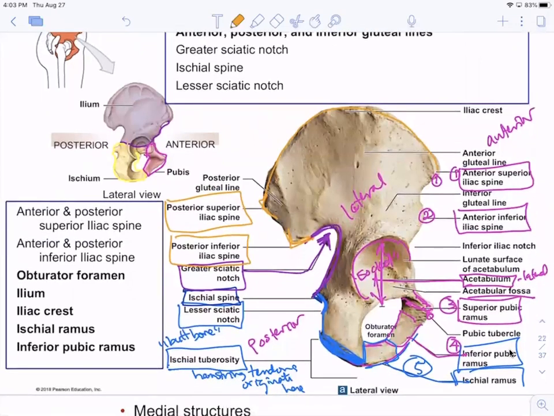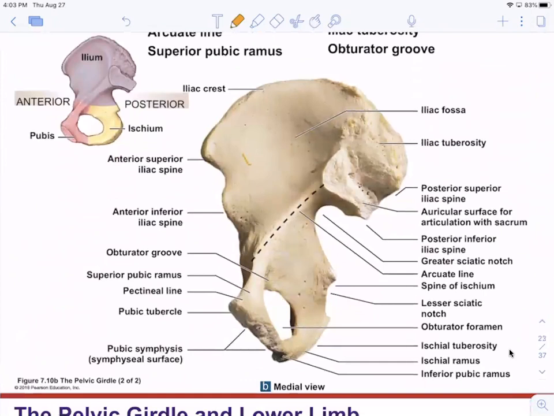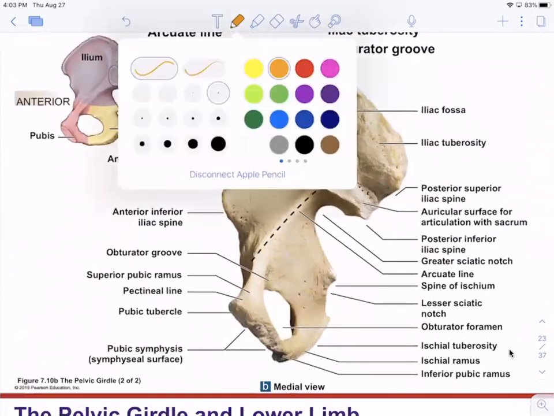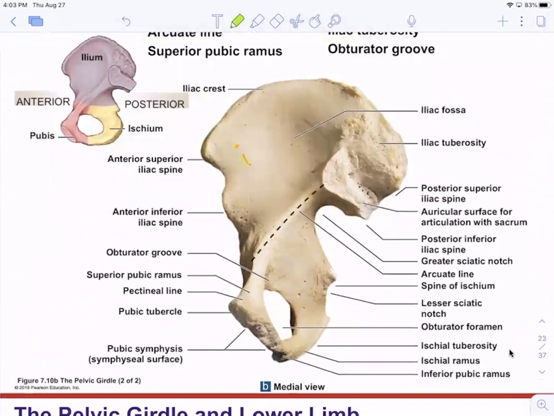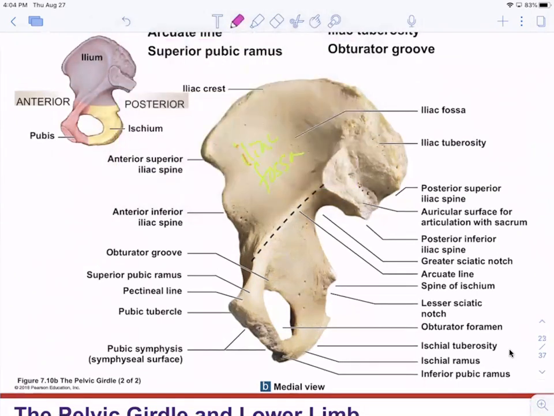So this goes through the lateral side. If we look on the medial side, this is your iliac fossa. You have a muscle called the iliacus that is in the iliac fossa. And again, what we're really looking at here is going to be the more medial, so this is a more medial view.